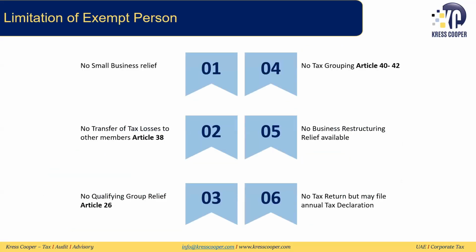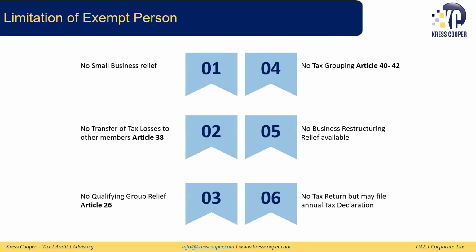Now, just to give you a background of that, if a person is exempt, then obviously they get the advantage that they do not have to pay corporate tax on those particular activities, for example government entities for their sovereign activities or for extractive natural resource businesses. But there are some limitations of an exempt person, apart from the advantages, which is that first of all, no business relief is available to them.